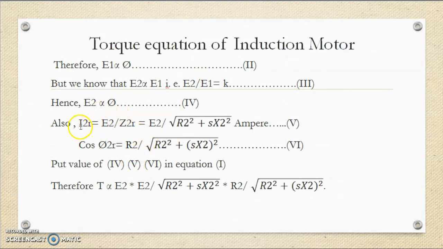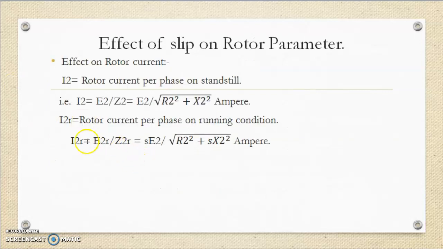Then rotor current in running condition I2R, as we have derived in the previous lecture, is equal to E2R upon Z2R. Voltage upon impedance is nothing but the current. So this is the rotor induced EMF in running condition and rotor impedance in running condition. So E2R is SE2 and Z2R is under root of R2 square plus SX2 square. So this is the value of I2R.